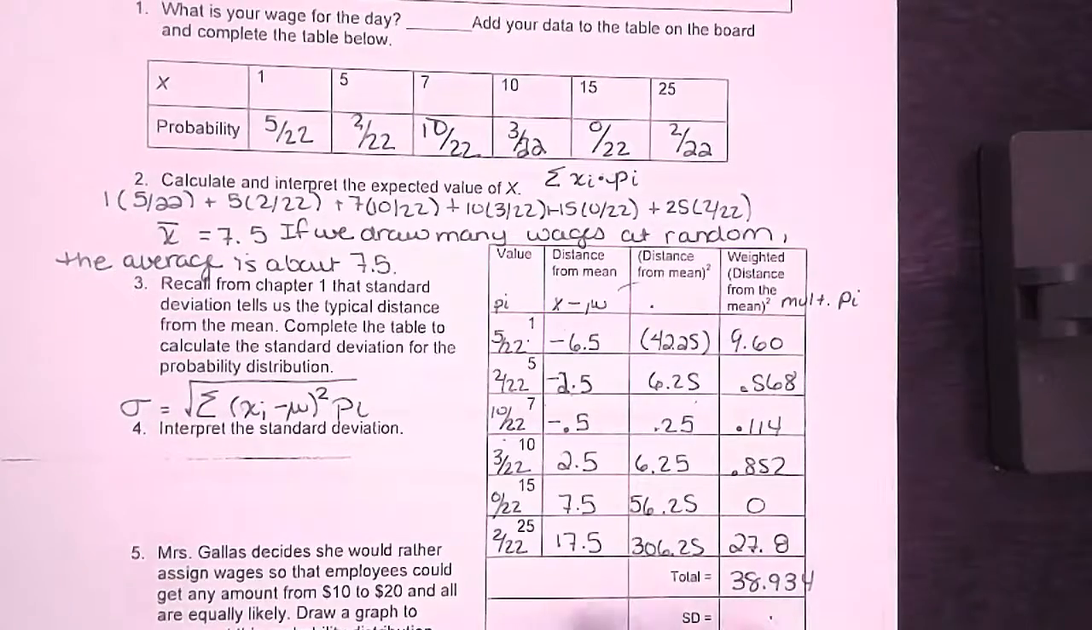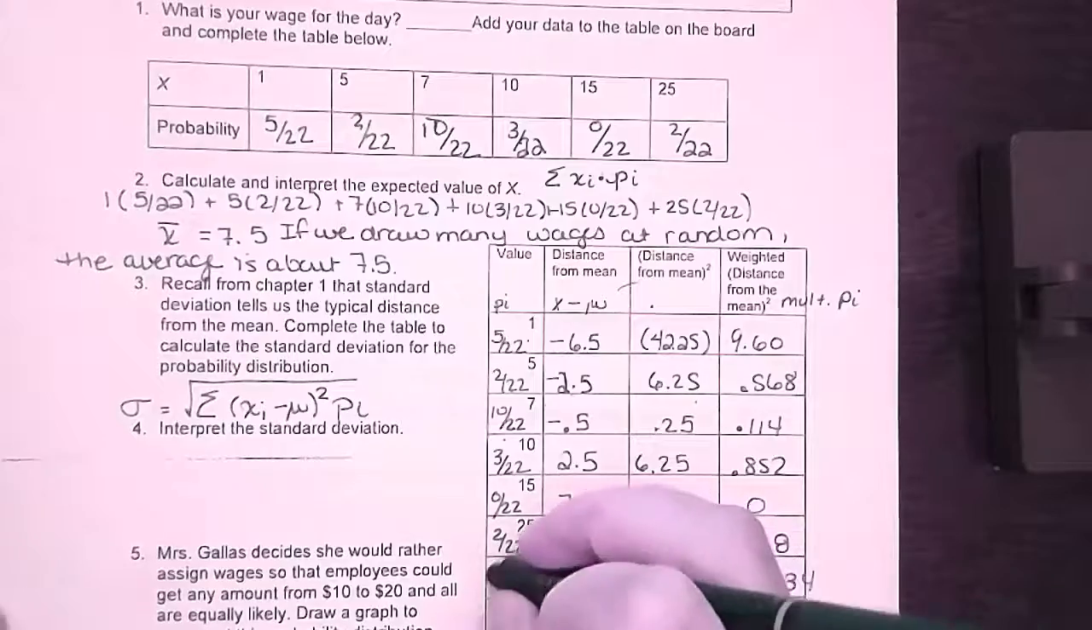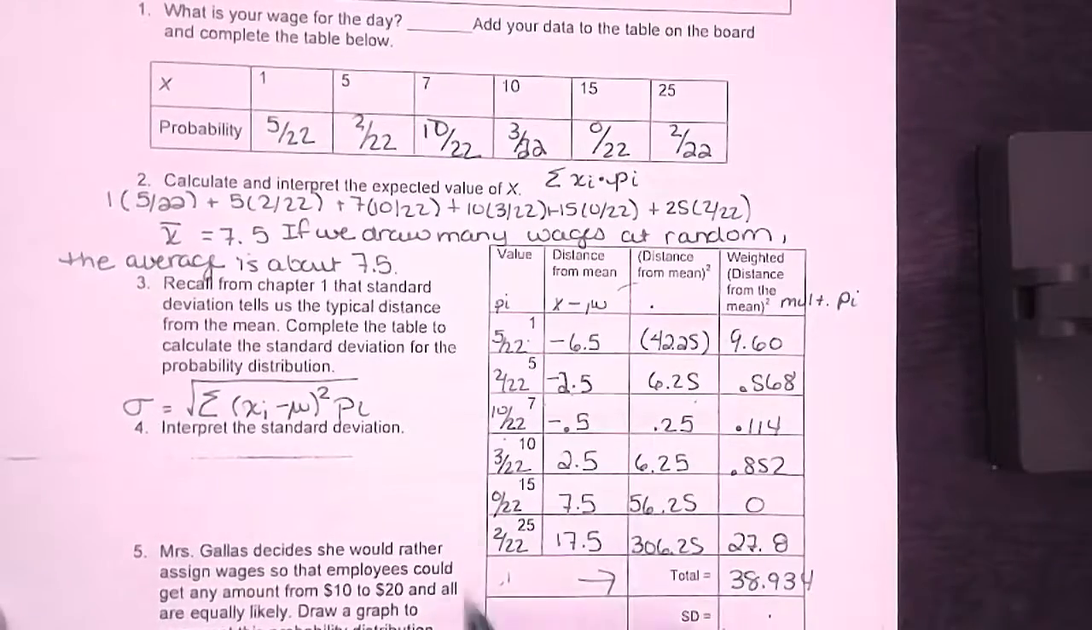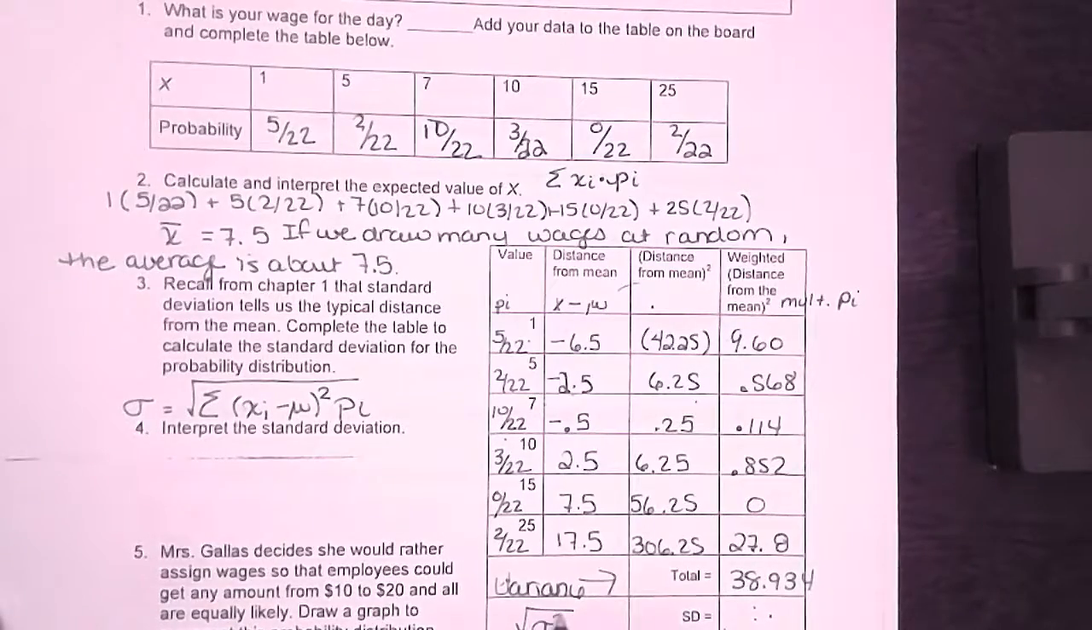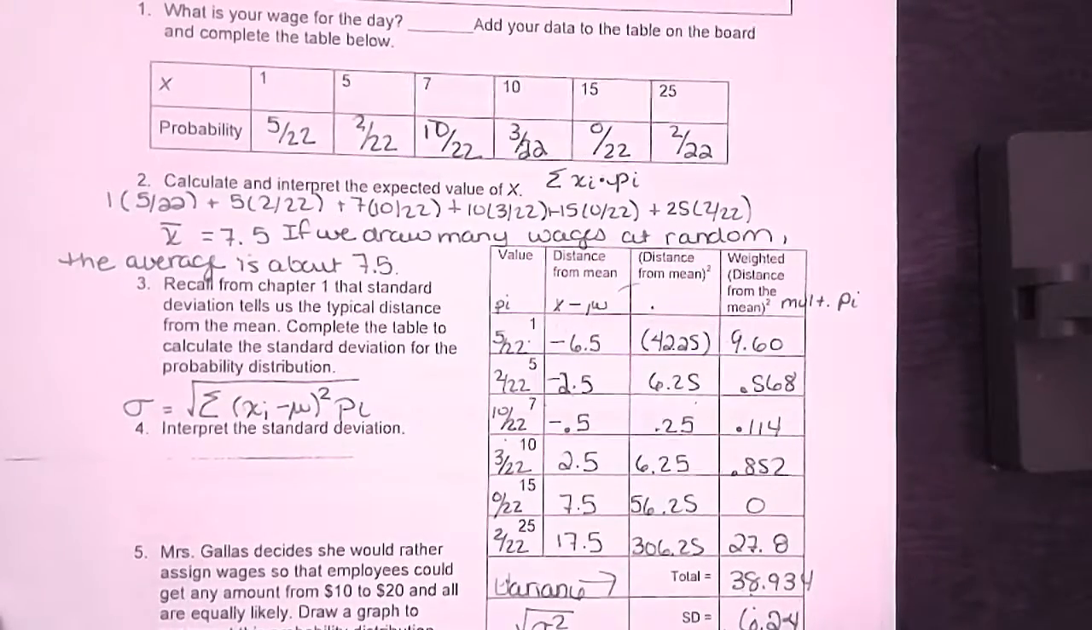38.934. This right here is your variance, not your standard deviation. I'm sorry. And then to figure out the standard deviation, I take the square root of the variance. So I take the square root of this number, and I get approximately 6.24.